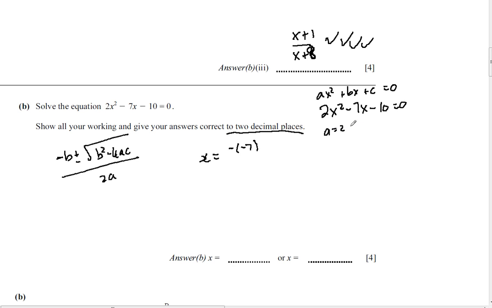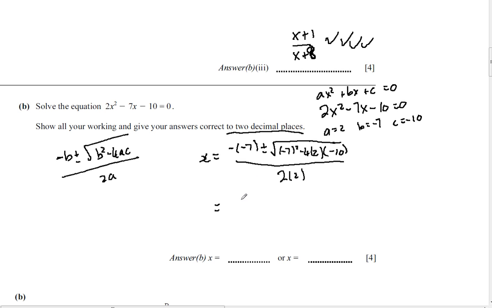Okay, a is equal to 2, b equals negative 7, c equals negative 10. Plus minus the square root of b squared, so negative 7 squared minus 4 times a, which is 2, multiplied by c, which is negative 10. This is all over 2 times a, which is 2 times 2, which is going to be positive 7 plus minus the square root. Okay, let's see if we can get this.